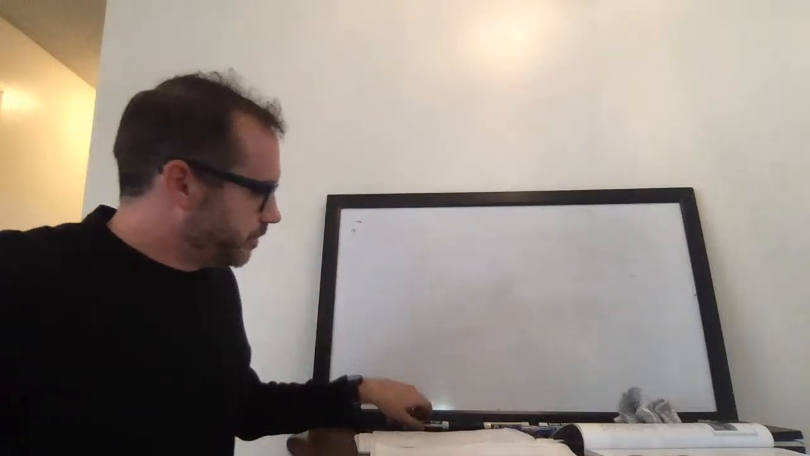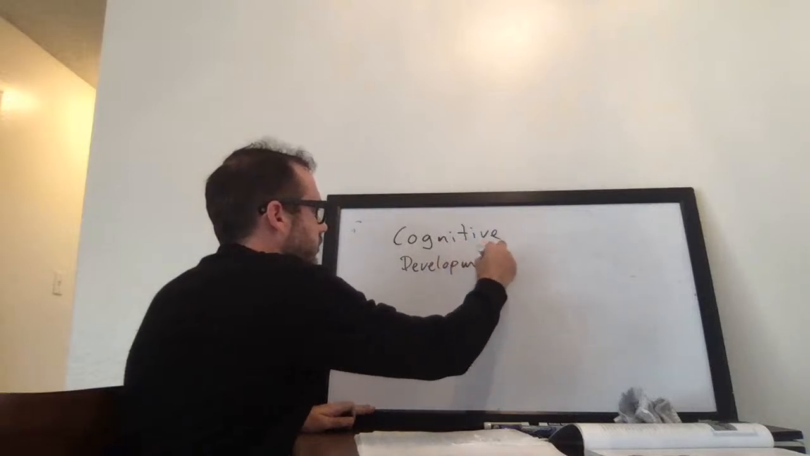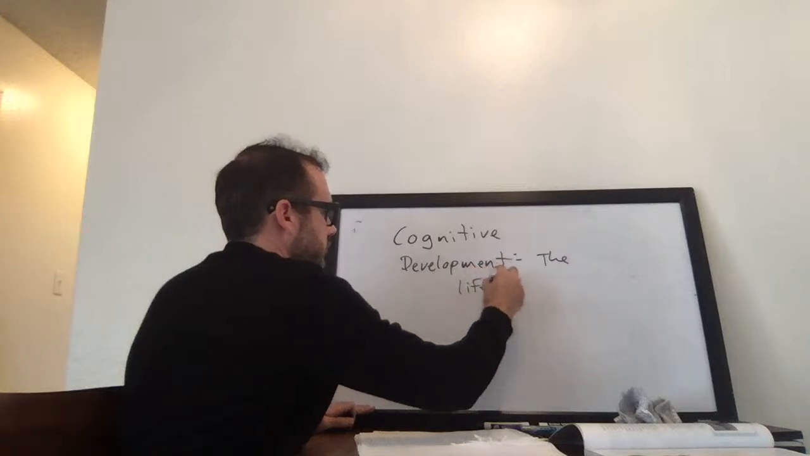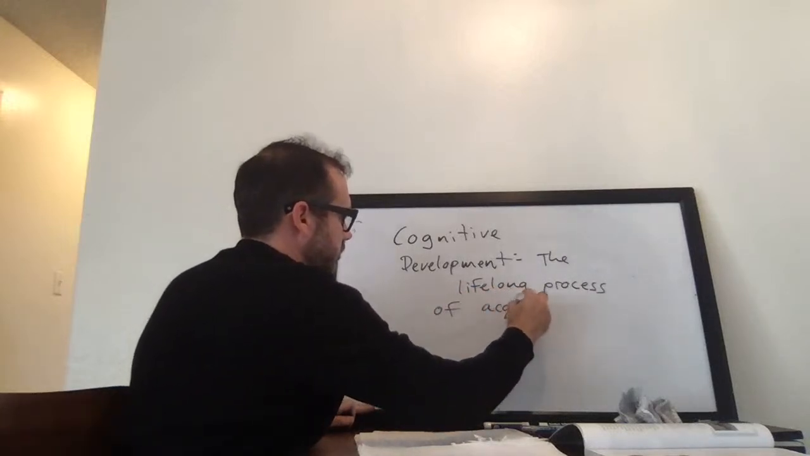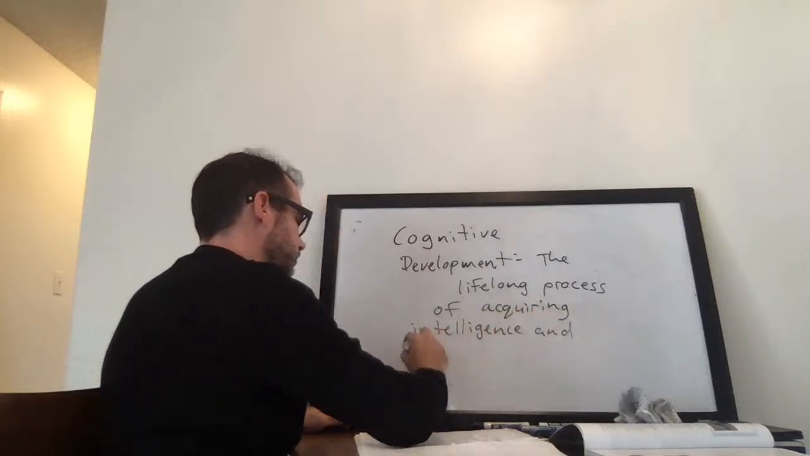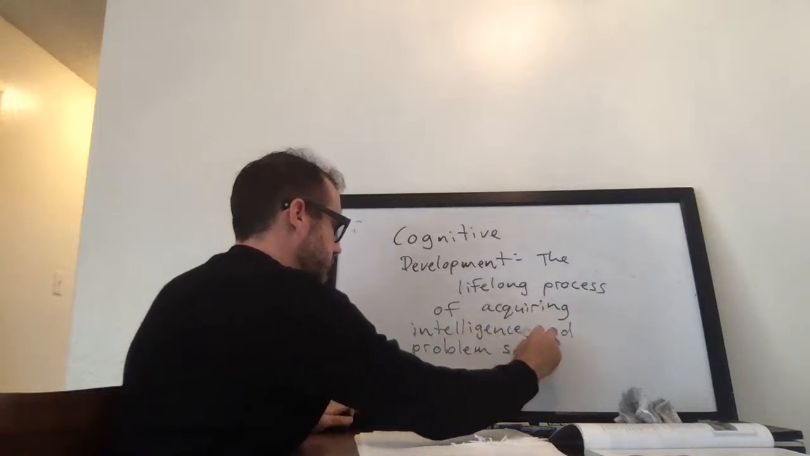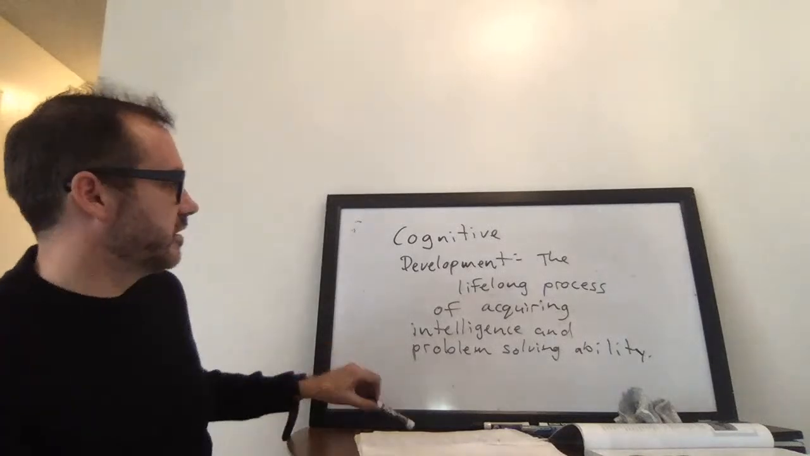Okay. So the next thing that the textbook talks about are the different stages of a person's cognitive development in their life. Cognitive development overall is the idea of the lifelong process of acquiring intelligence and problem-solving abilities.